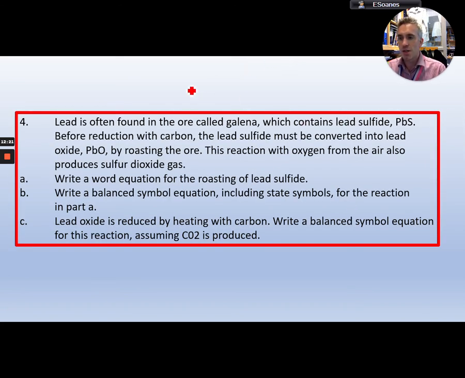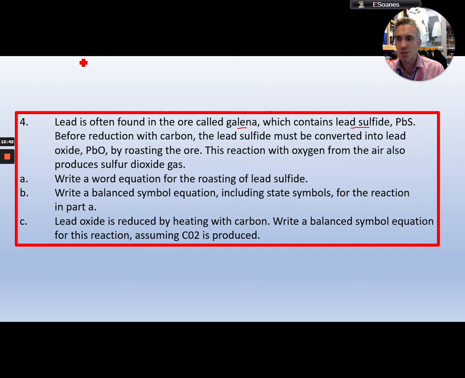Lead is often found in the ore called galena, which contains lead sulfide, PbS. Before reduction with carbon, the lead sulfide must be converted into lead oxide, PbO, by roasting the ore. The reaction with oxygen from the air also produces sulfur dioxide gas. Write a word equation for the roasting of lead oxide.